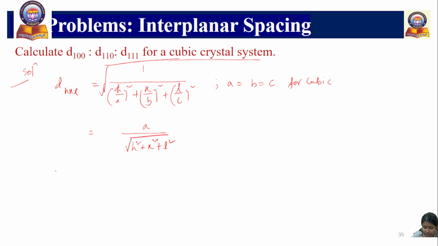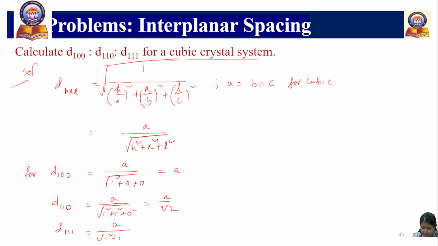Now for d_100: h is 1, k is 0, l is 0, so this is simply a. What is d_110? So a, h is 1, k is 1, l is 0, so a by root 2. What is the value of d_111? a by root of 1 square plus 1 square plus 1 square, so a by root 3.